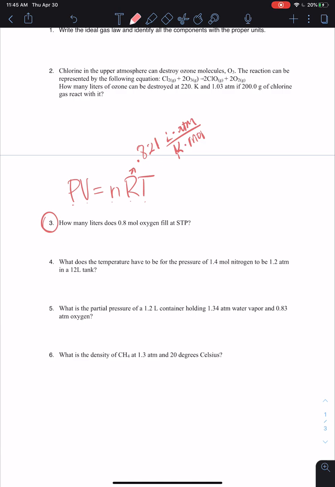So in this problem, we're asked for how many liters. We're given that n is 0.8 moles. And then we have STP. What does STP mean? That is standard temperature and pressure. It was in your PowerPoint a few slides back, or maybe even in part 1. Standard temperature and pressure is 273 Kelvin and 1 atmosphere. So we know that our temperature is 273 K and our pressure is 1 atmosphere. Clearly the only thing that we don't know is this volume right here.